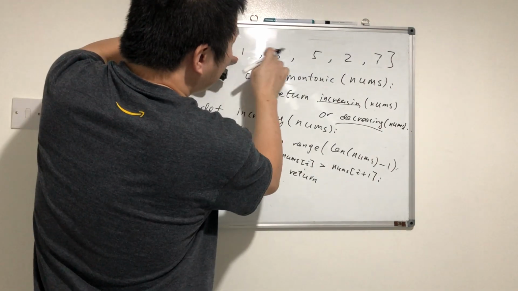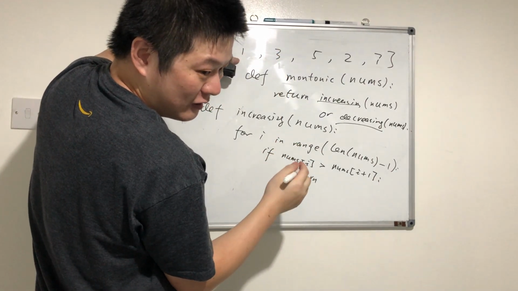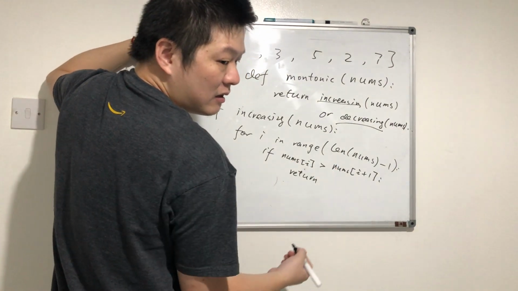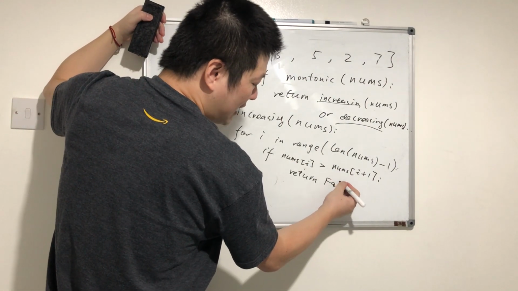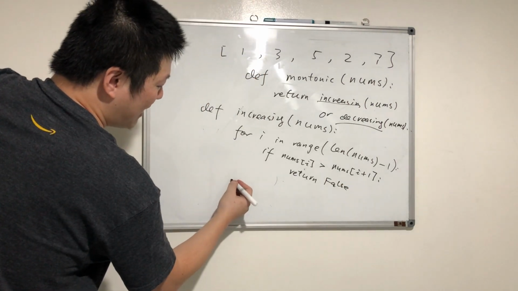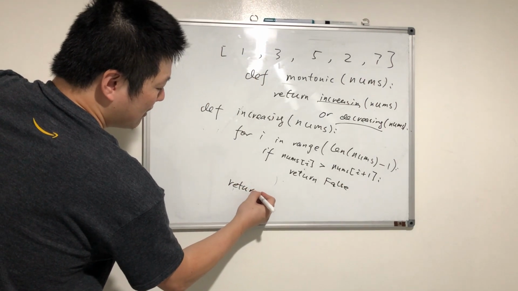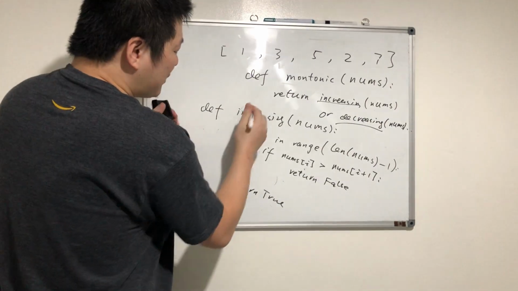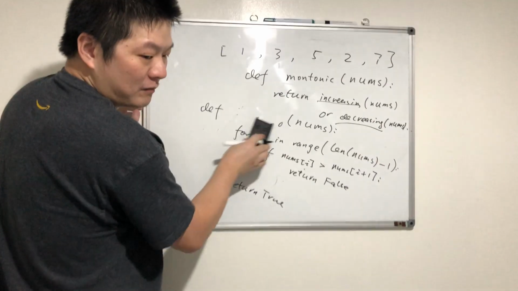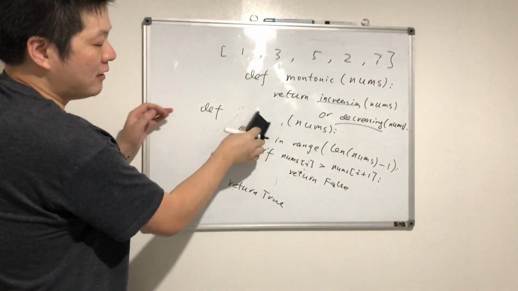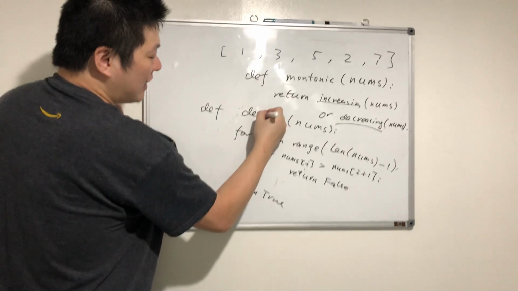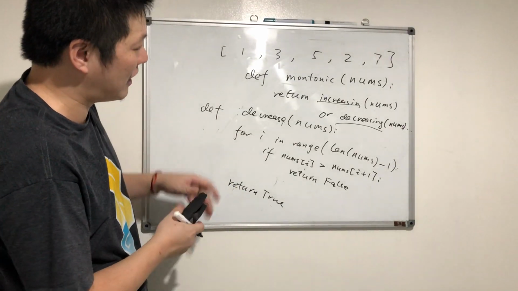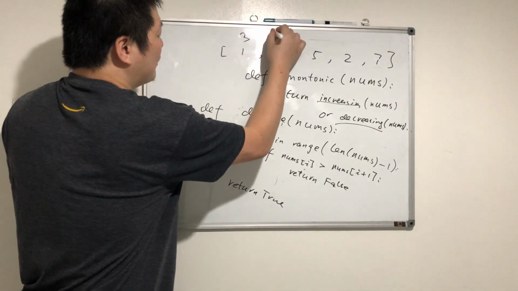If this number is bigger than that, it's not monotonic increasing, so what should I return? False. Well done, come on. And otherwise, after that, I will return true. Okay, now if I change this function to decreasing, can you tell me what I should do to make this function work? If I want to check if it's decreasing.